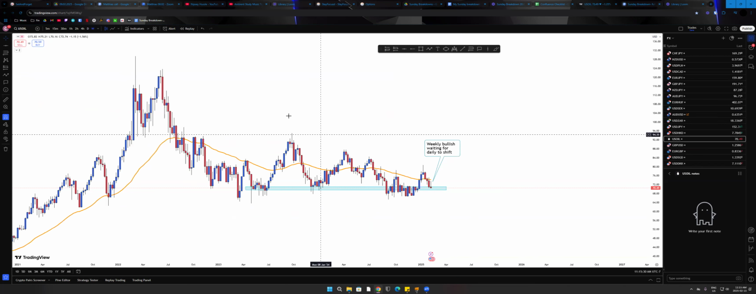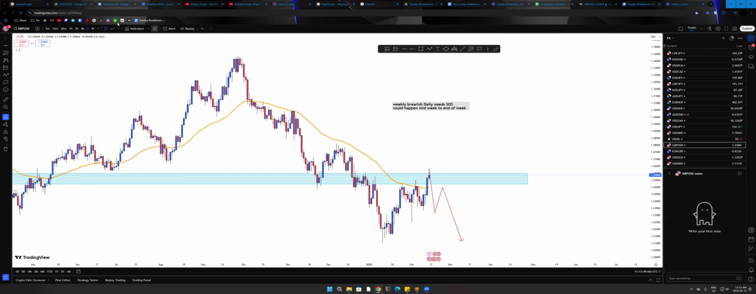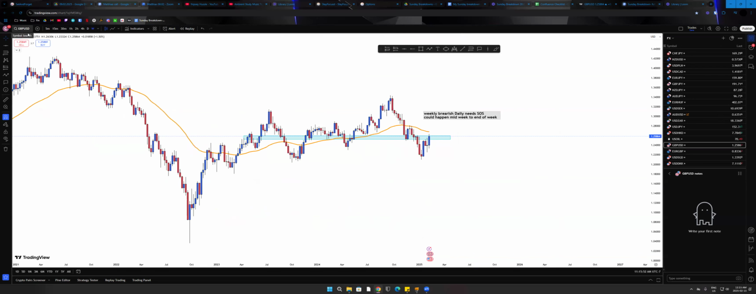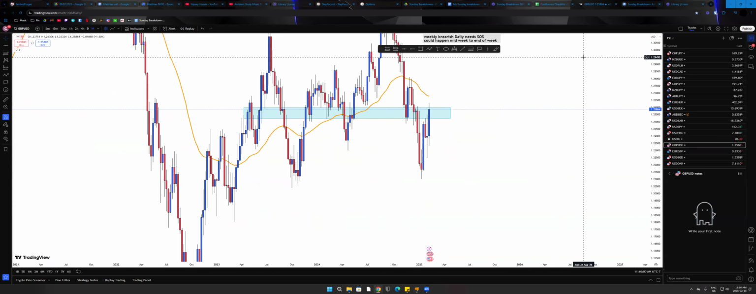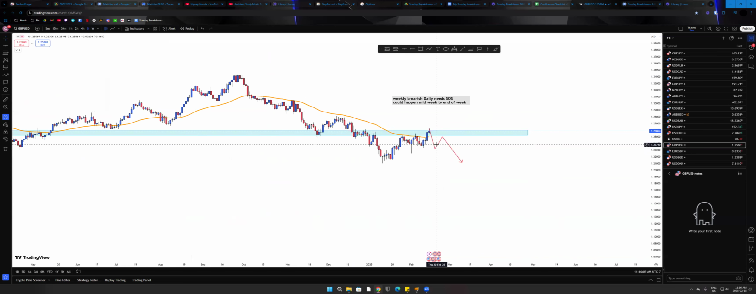So maybe something that'll happen later on in the week. USD/oil, weekly we're bullish. Daily we need to shift structure, because the lower high is right here and we haven't broken down there. So we're waiting for that to shift structure. This is GBP/USD. It is bearish, so weekly is bearish. Daily needs to shift structure to be bearish.